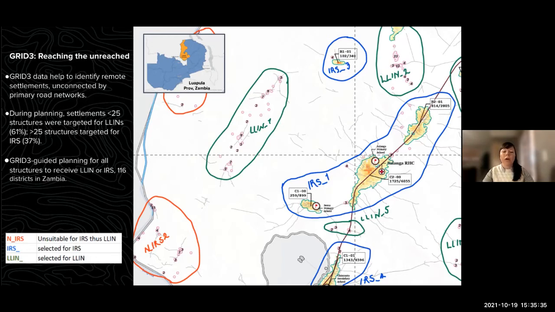Overall, the Grid 3 product really helped to lay the population information down so that this planning process could happen in 116 districts in Zambia. That's really where we worked closely with the Ministry of Health planning teams, as well as Grid 3, to develop map templates and to create a training process to roll out this planning process across these 116 districts. Next slide.